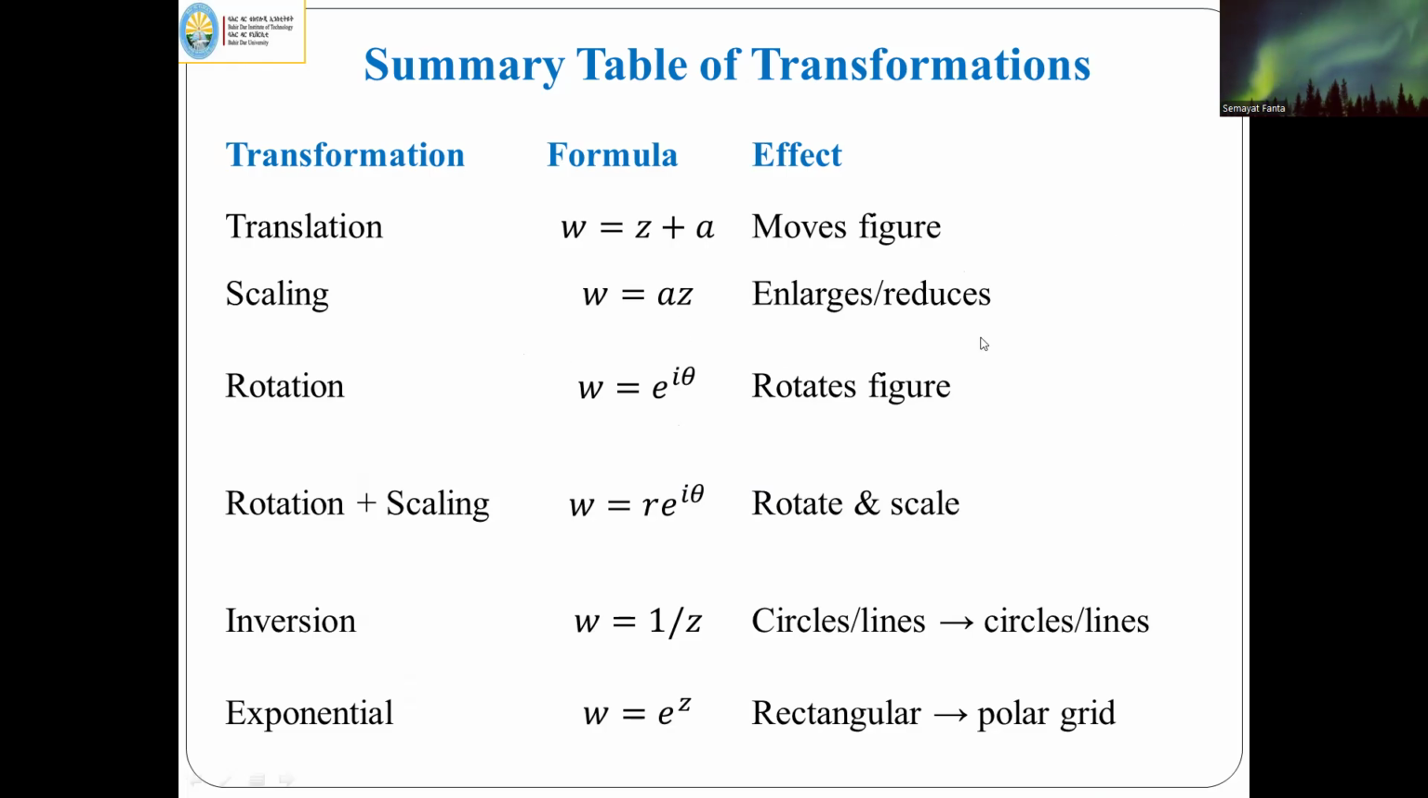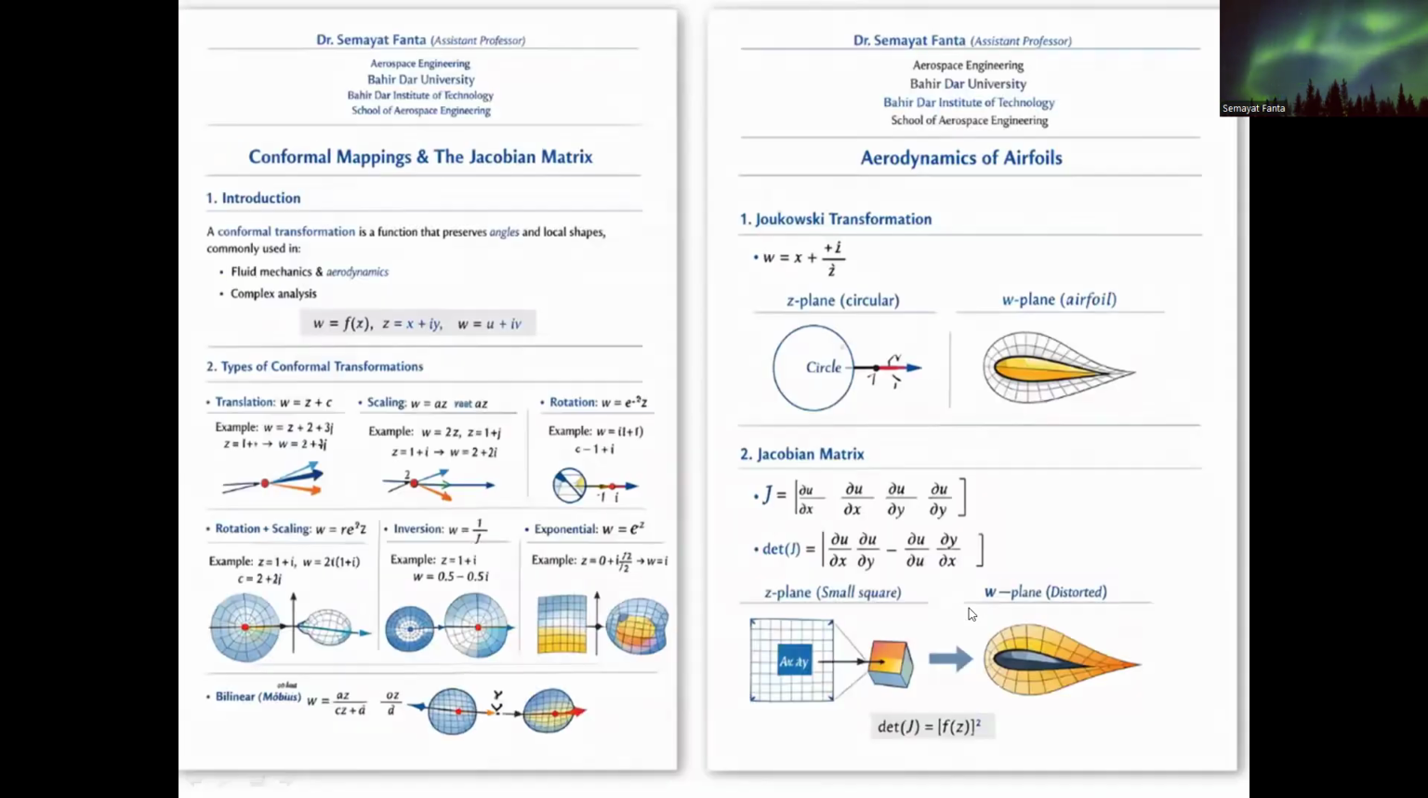Scaling, which can enlarge or reduce. Rotation, which rotates the figure. Rotating and scaling together can rotate and scale the object, so w is equal to r times e to the i theta, where r is the scaling factor and e to the i theta is the rotation. Inversion is 1 over z, and exponential is e raised to z, which maps a rectangular to a polar grid. So this is just a simple summary of what we have discussed.